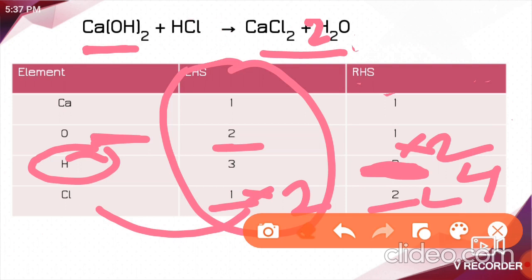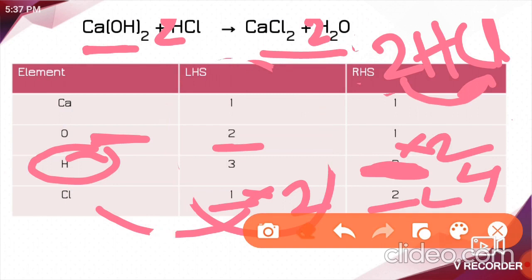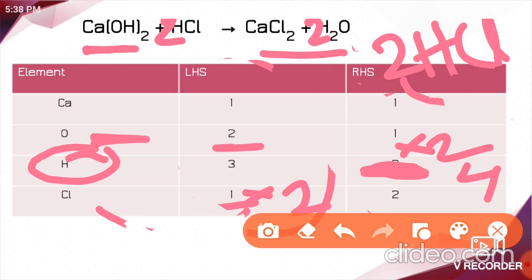Write the 2 that you multiplied with this formula. Then it will become exactly 2HCl. Got it? The number of chlorine atoms becomes now how much? 2 here. Okay? Understood? Any doubt here? No, right? Yes. But after balancing the chlorine atoms, hydrogen is also present in this formula, right?